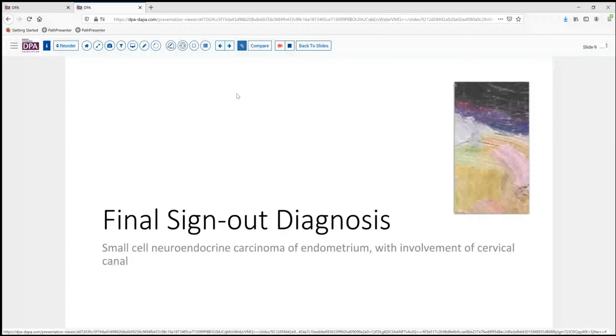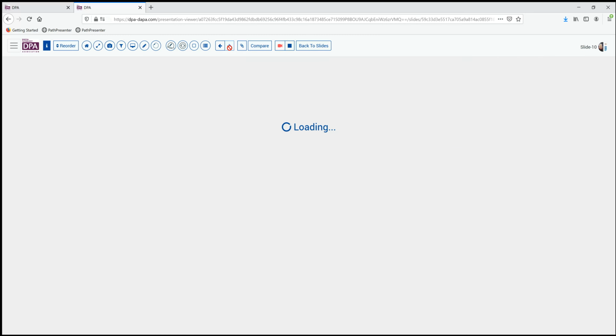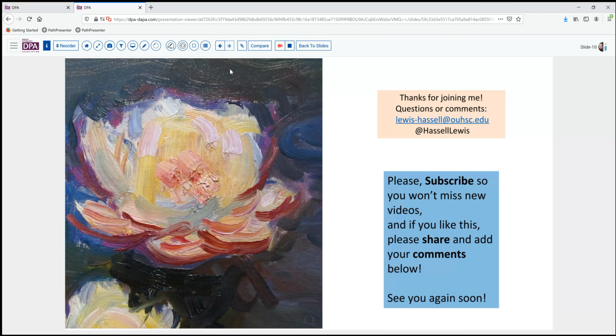So these are uncommon tumors, but our final sign out is small cell neuroendocrine carcinoma of the endometrium with involvement of the cervical canal, making it a stage 2 tumor. And as I noted, these often present at stage 2, stage 3 at the time of initial diagnosis. Our patient on further evaluation was found to have lung metastases and therefore would have been stage 4. Lymphovascular invasion readily identified.